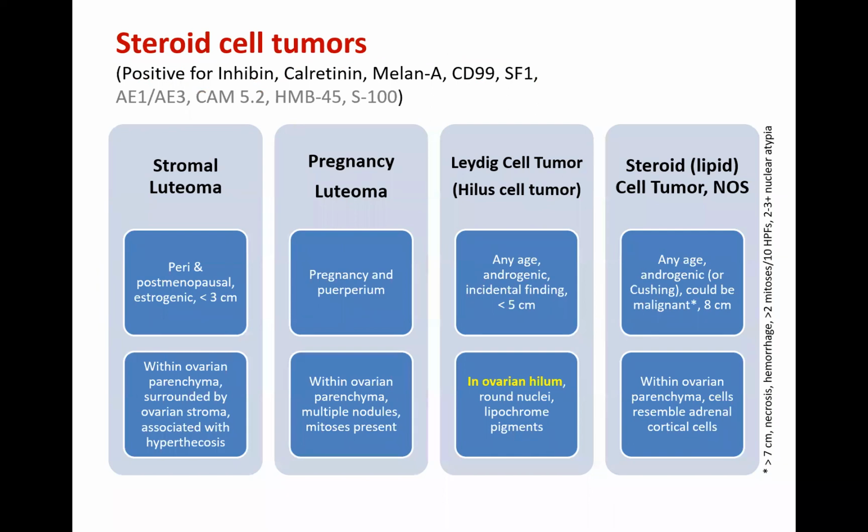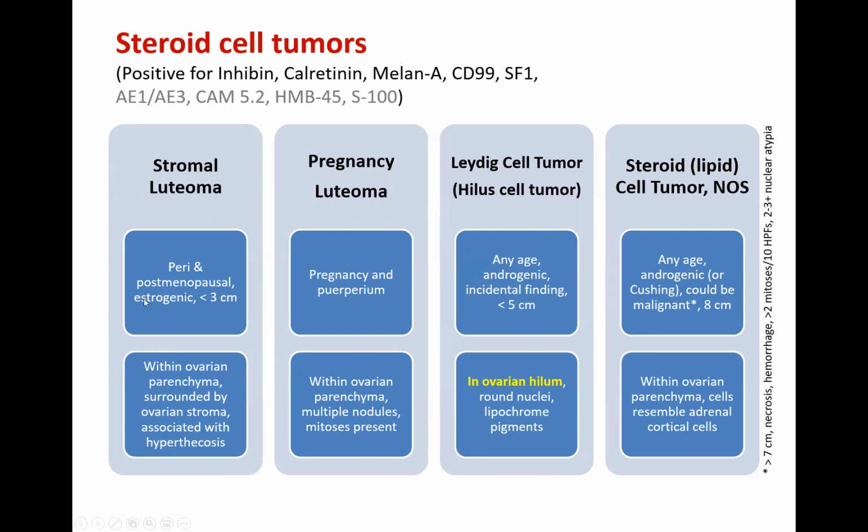Okay, let us take this group of stromal tumors together and lump them together because they look similar. On the far left, I will talk about stromal luteoma, and then there is the pregnancy luteoma, and then there is Leydig cell tumor, sex cord tumor, and then there is the steroid tumor. All right.